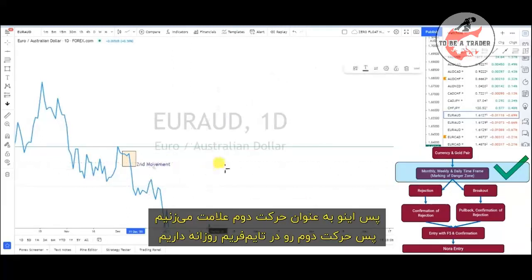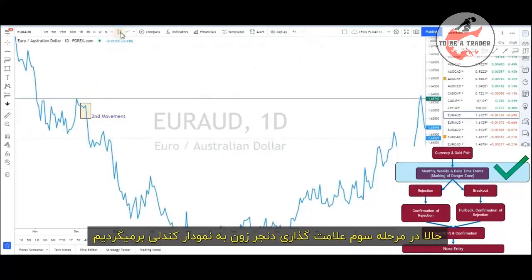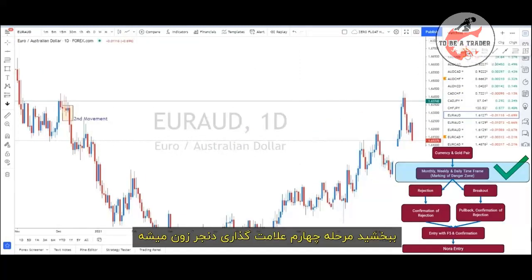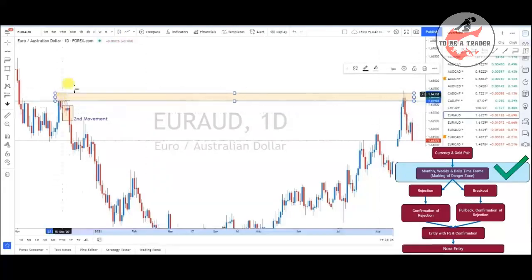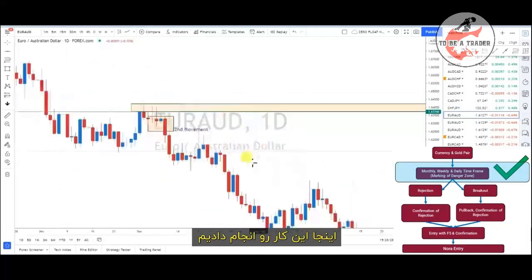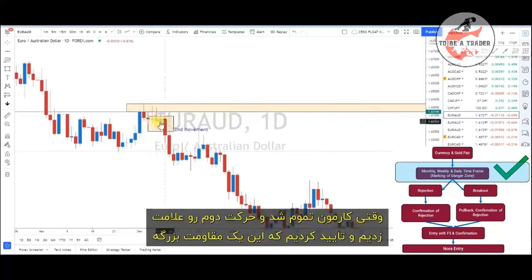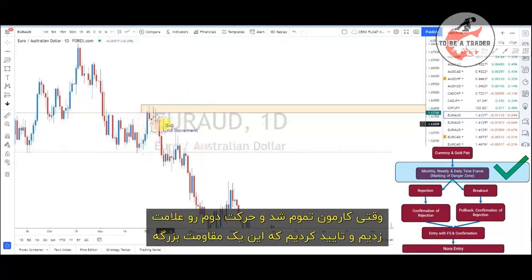So we have the second movement on the daily time frame. Now what you do is go back to the candlestick chart, on step 3 of marking the danger zone. Sorry, it would be step 4 of marking the danger zone. Step 4 is marked from the edge of the resistance all the way up to the shadow, so that we mark the zone. Once we are done here, we have the second movement, and we have validated that this is a strong resistance.